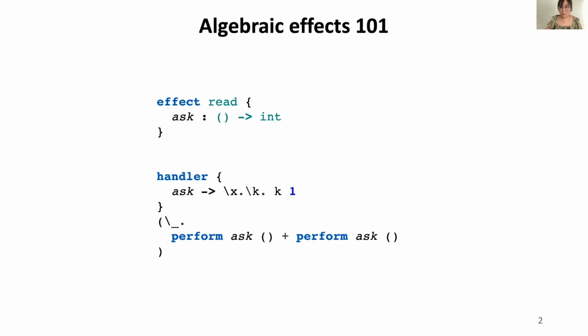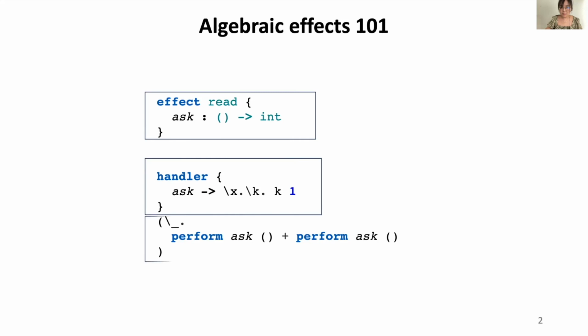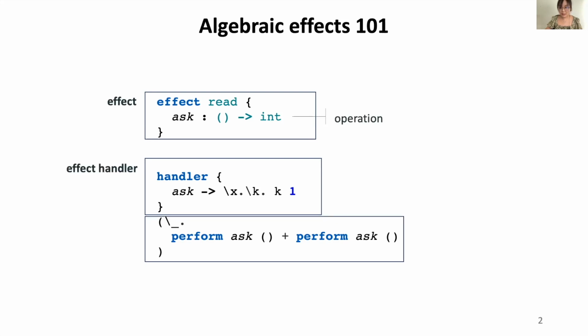Here is an example for the reader effect. There are three parts. In the first part, we define an effect read, which has a single operation ask that given a unit returns an int. The second part defines a handler for the read. The implementation says that if the program calls an ask, it will resume the resumption k with the result value 1. Handler takes a computation, which is represented as a unit taking function. In this computation, we simply call ask twice. Since each ask returns 1, we will get 2 as our final result.